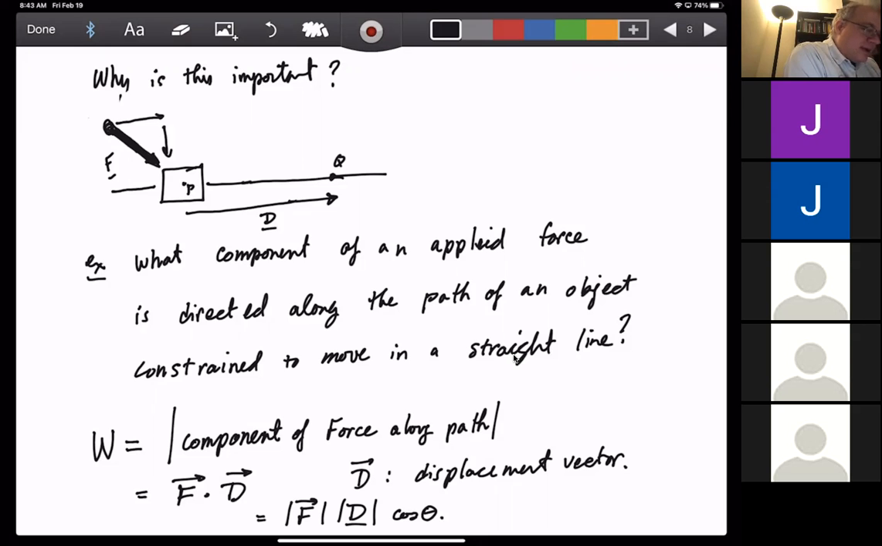So you could try to measure that work directly, or you could just measure the size of the force vector, measure the length of the force vector, measure the length of the displacement vector, and you can look at the angle between those two.